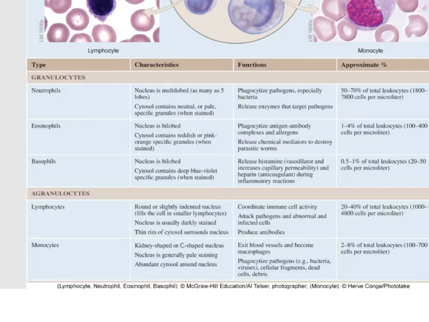Okay, and there's also allergens. Eosinophils are involved in allergens, as are basophils. They release histamine, a vasodilator, and there are some inflammatory reactions involved. Okay, and then lymphocytes. Lymphocytes make antibodies. They will be induced to become a different type of cell called plasma cells that produce antibodies. All right, and then monocytes. They are... Why is this still on there?